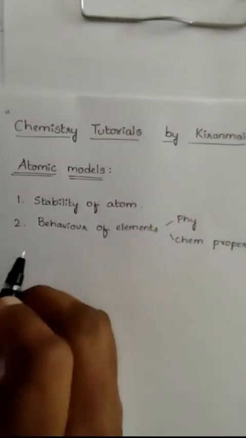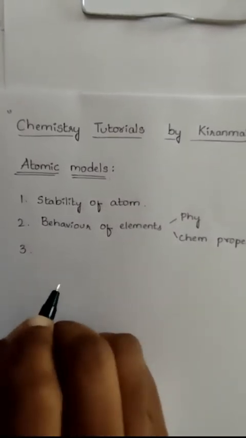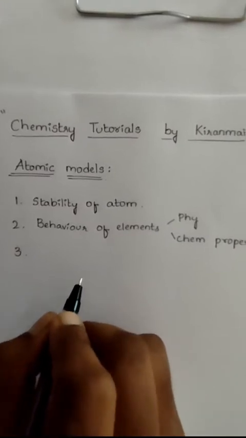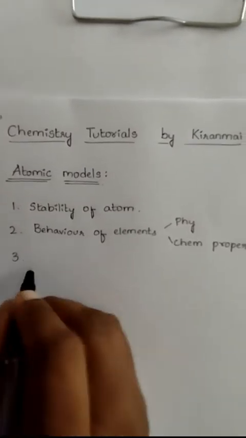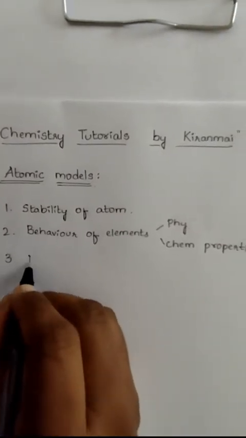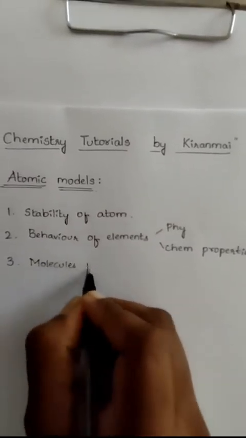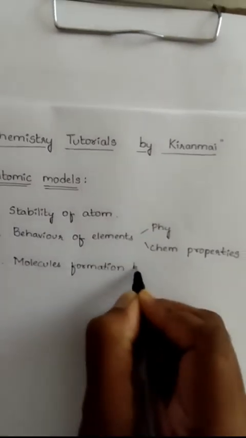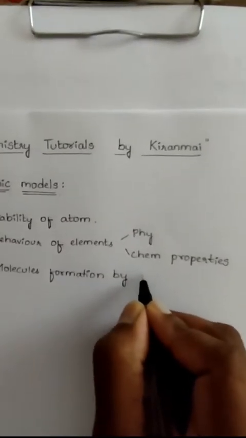and chemical properties. Next question is how to explain the formation of different kinds of molecules by the combination of different atoms. Simply, the question is how molecules are formed by the combination of different atoms.